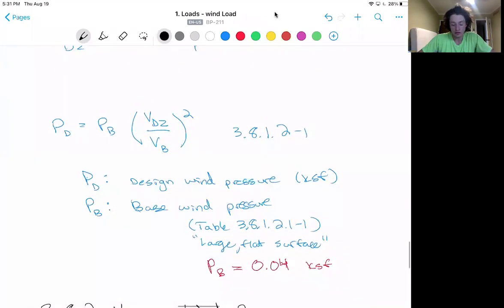And that gives us a VDZ, or our design velocity at 50 feet, to be about 110.3 miles per hour. Moving on to find our pressure, similar to before, with our Q and P, we'll find PD, our design wind pressure, KSF, based off PB, our base wind pressure, which we'll take from table 3.8.1.2.1-1 under the category of a large surface, which gives PB a value of 0.04.